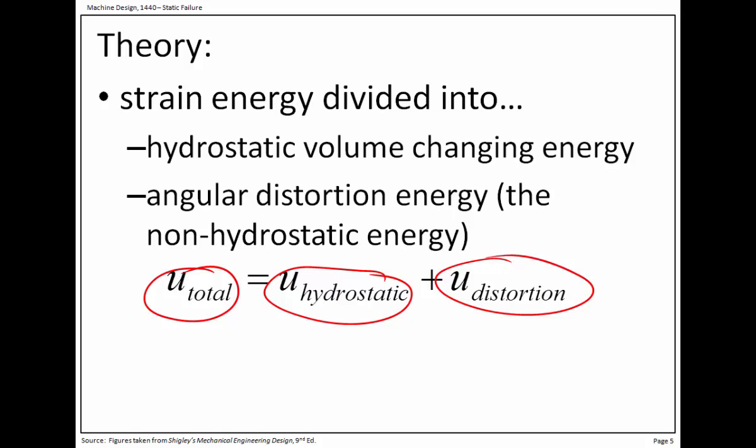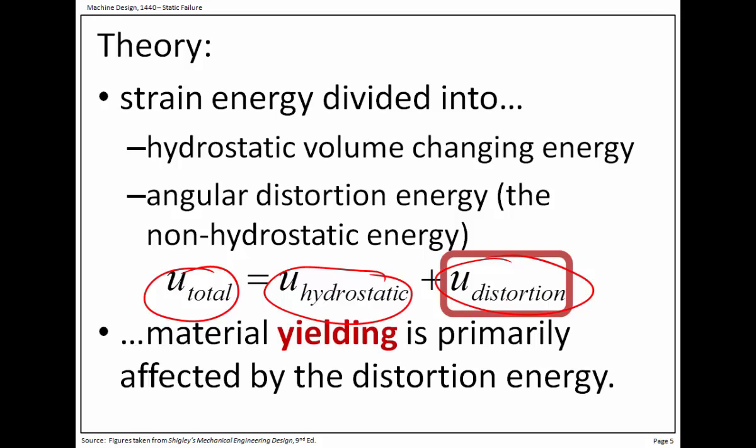You can think of the distortion energy as the energy that's imparted on something because it got twisted and deformed angularly out of place, whereas the hydrostatic one is just something that changes the volume of the piece. And the theory here is that yielding of something is primarily affected by that distortion energy. The energy that changes the volume of it isn't really as big of a concern.